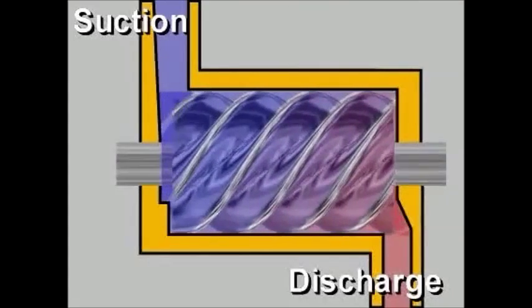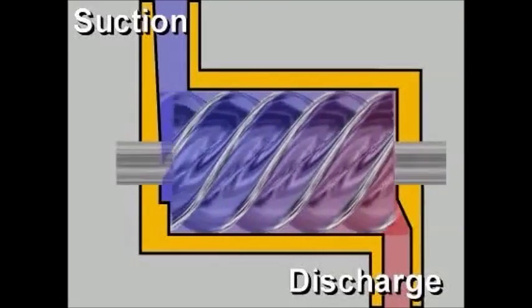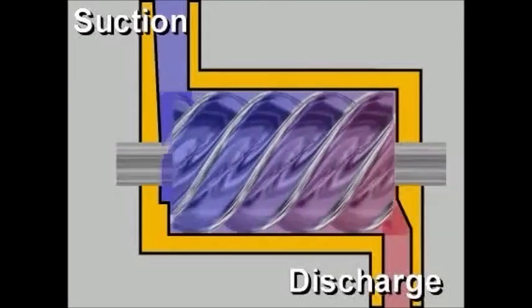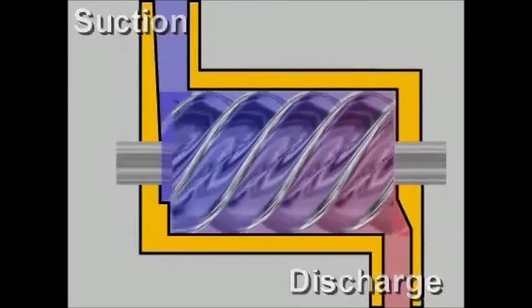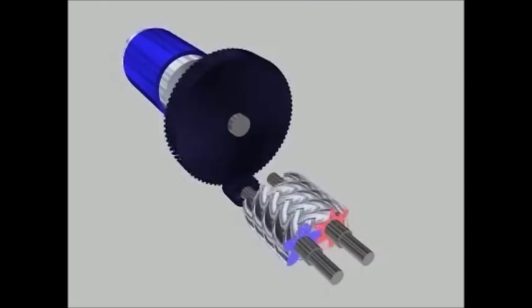This side view shows refrigerant vapor flow through the screw compressor from its suction to its discharge. Compression is nearly continuous, and the screw compressor operates smoothly. This is the mechanical positive displacement vapor compression cycle using a screw compressor.